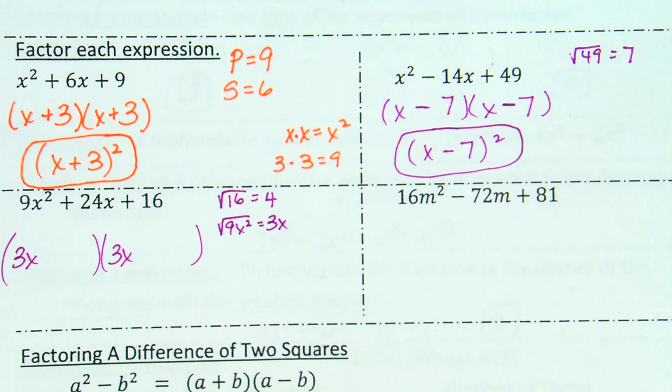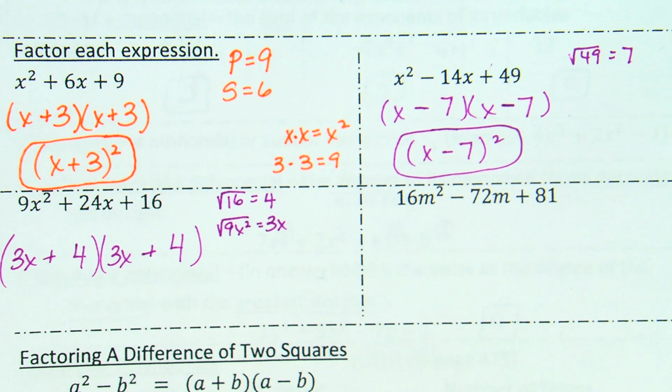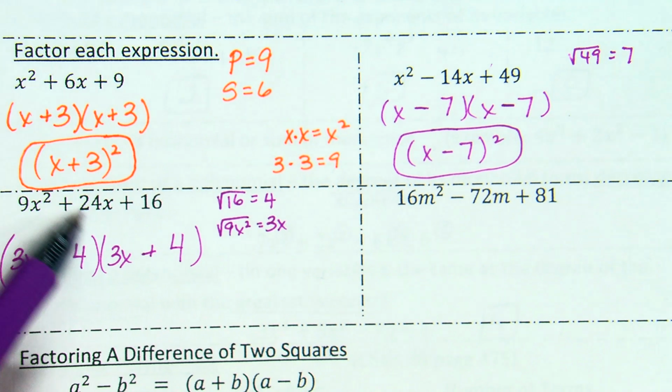Now, the one thing we didn't really talk about, because that's your answer, folks. Other than rewriting it, that's your answer. You're done right there. The one thing we didn't really talk about is the 24x. And it's there, I promise. Okay, if you were to FOIL this, right?